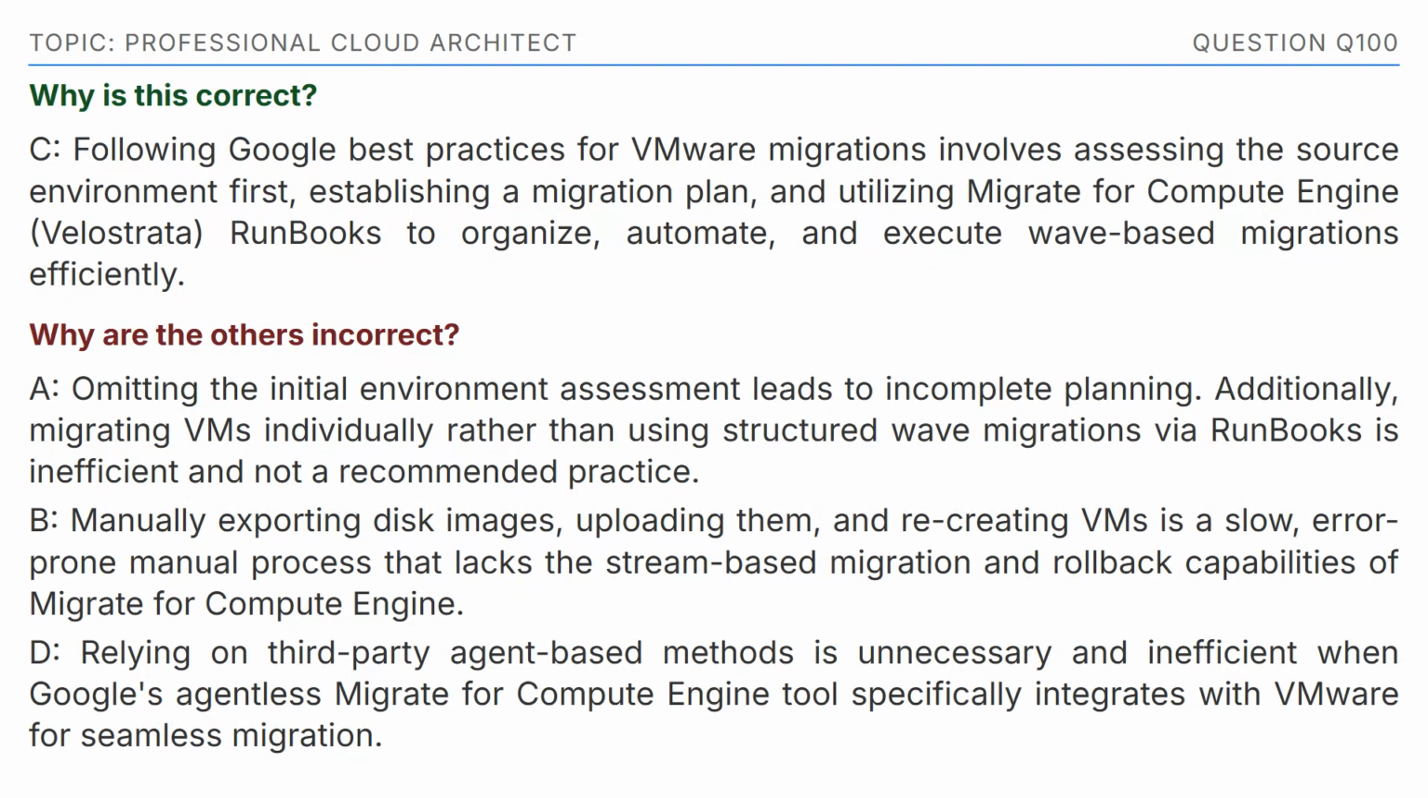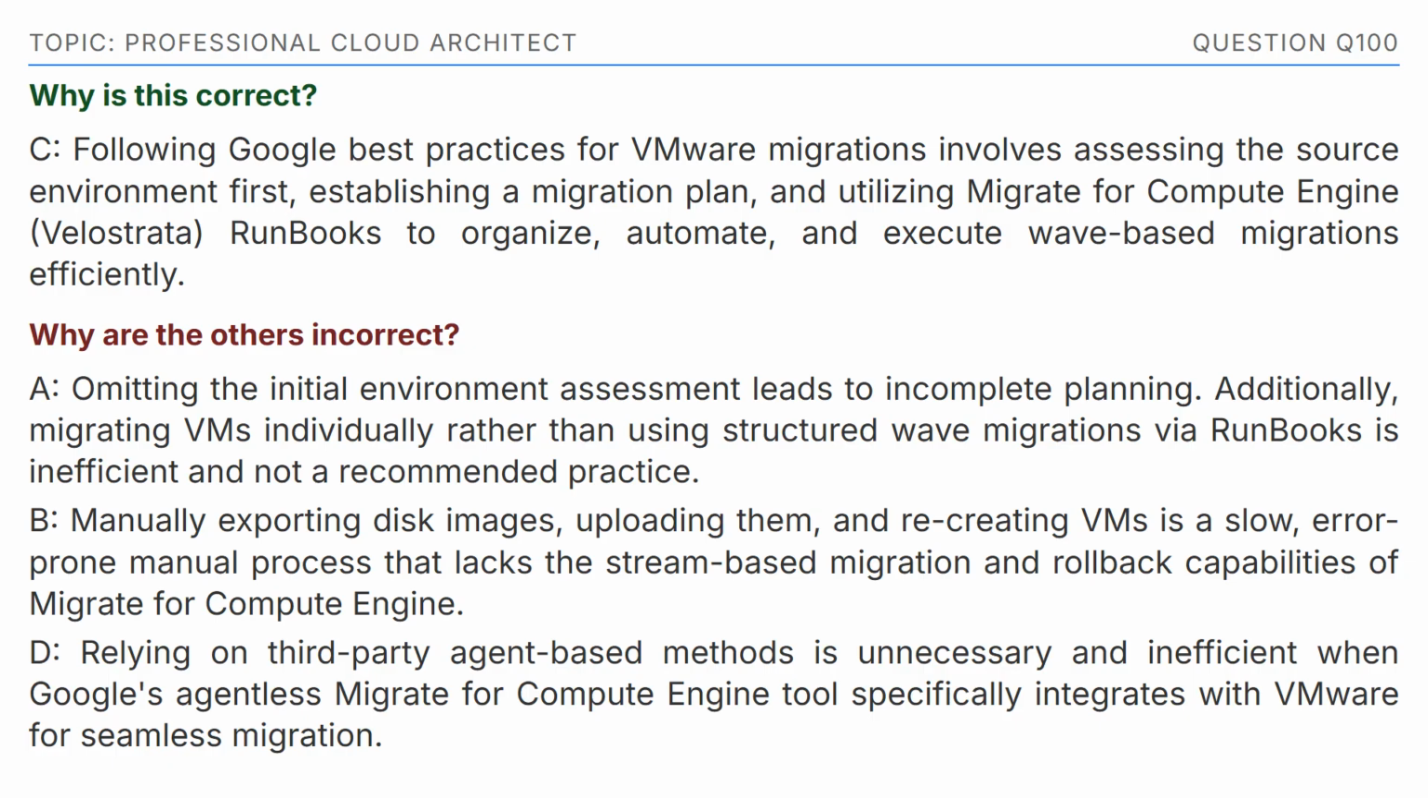Why is this correct? C. Following Google best practices for VMware migrations involves assessing the source environment first, establishing a migration plan, and utilizing Migrate for Compute Engine, Velostrata, runbooks to organize, automate, and execute wave-based migrations efficiently.